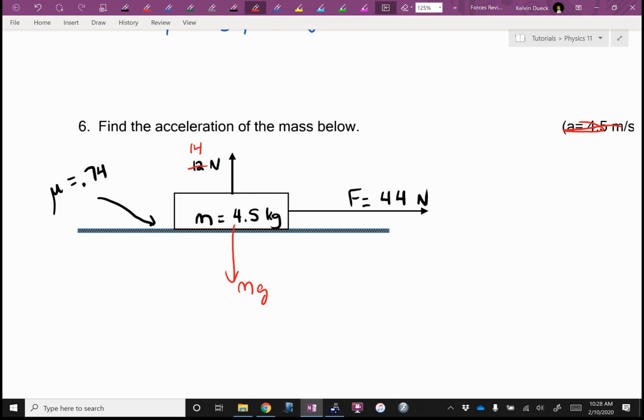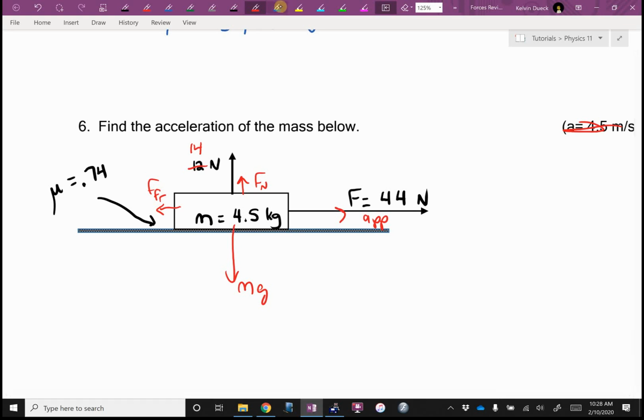Well, someone is lifting up with 14 newtons, so the normal force isn't having to cancel out all of gravity. So is the normal force going to be bigger or smaller? Smaller. And I'm going to exaggerate it so it catches my eye. Then I have this 44, which we've typically called the applied force coming from off the page. And since there's a mu, there is friction.